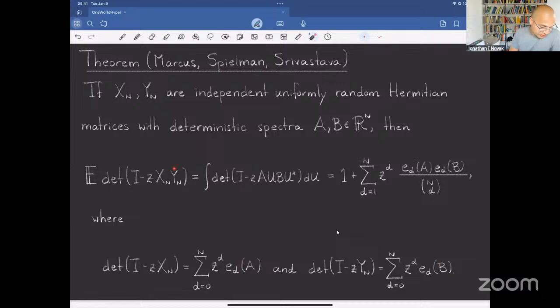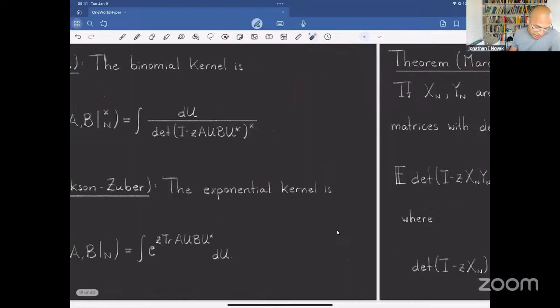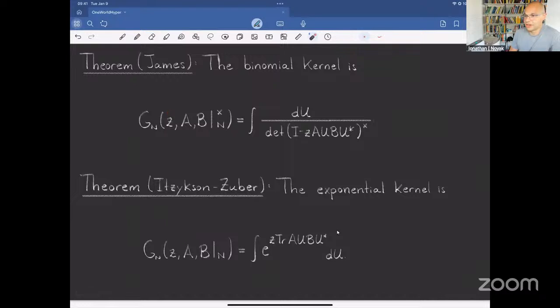And they proved that the expected characteristic polynomial of the product of these two matrices is made up of the coefficients of the characteristic polynomials of the original matrices by this formula, which is called the Szegő convolution of two polynomials. And that is just the case x equals -1 of James's formula.